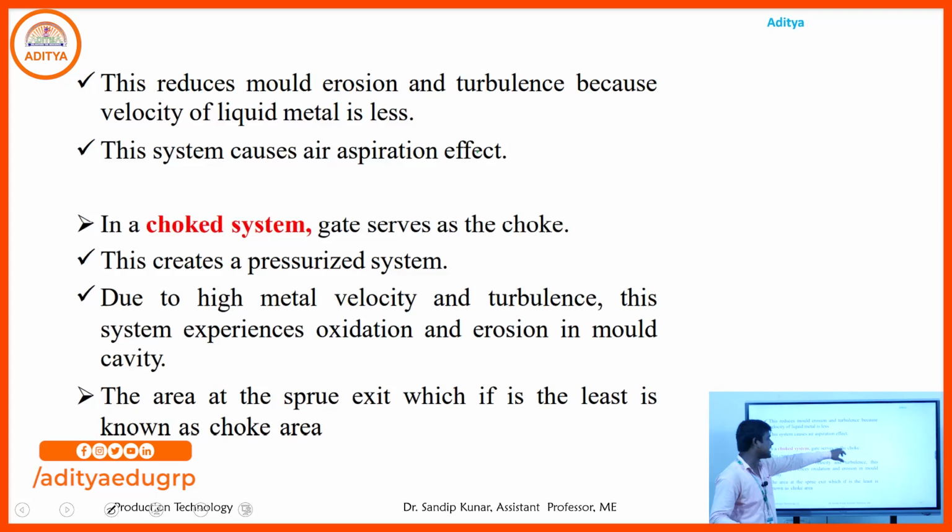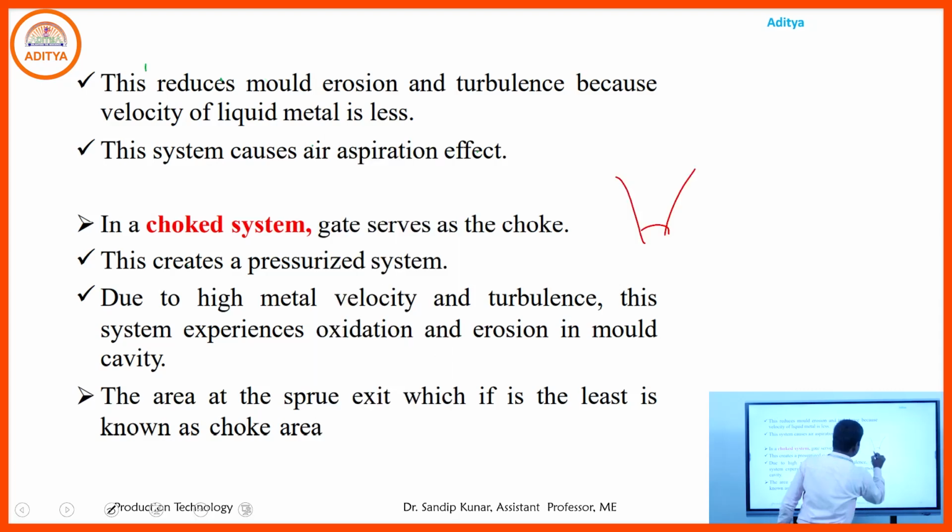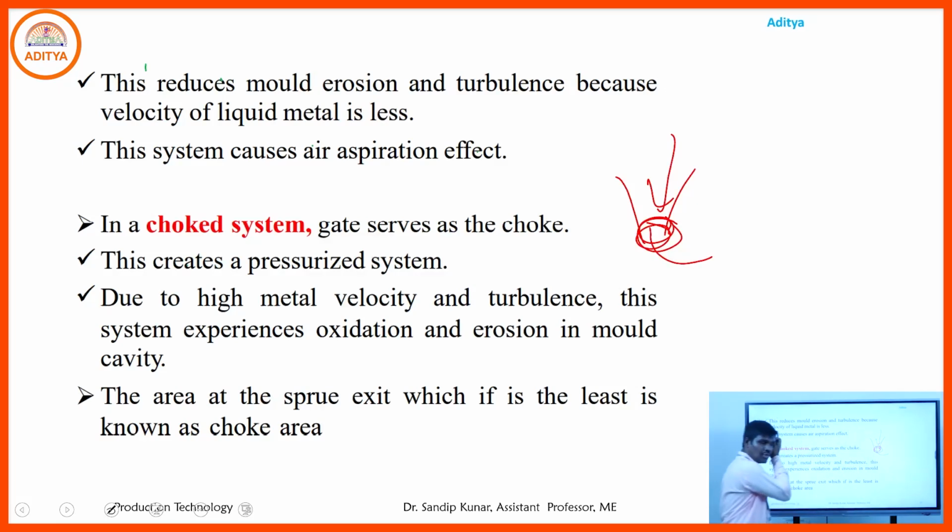Now in a choke system, the gate serves as a choke, as I have already told. Due to the choke system, that is the smallest part of that particular system, it creates a pressurized system, where molten metal comes and creates pressure, and through that pressure the molten metal sometimes creates turbulence. And due to turbulence, sometimes the inside portion of the gating system may be eroded. So we always take care about that also.